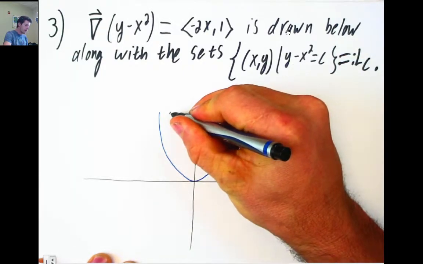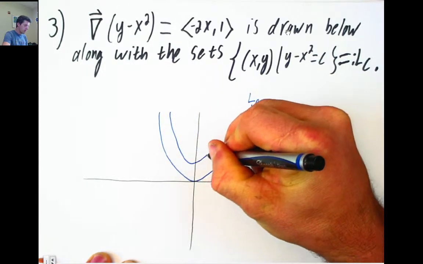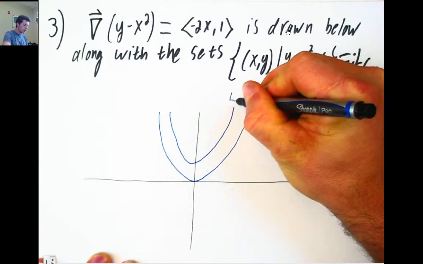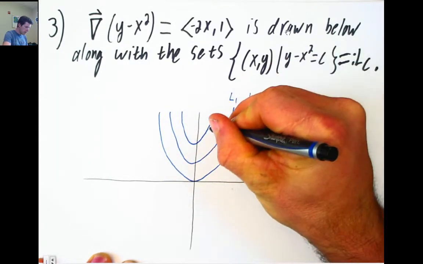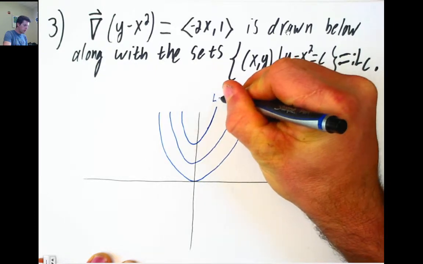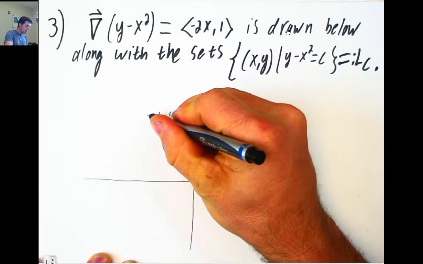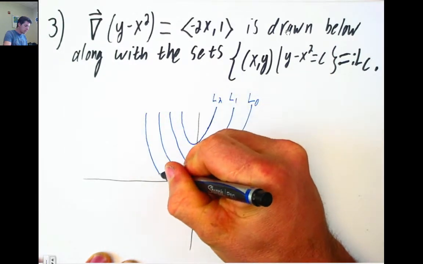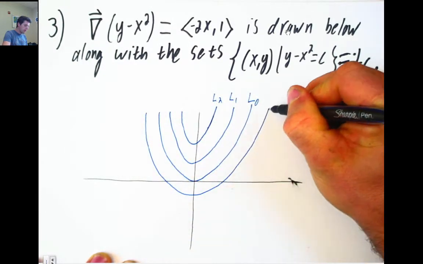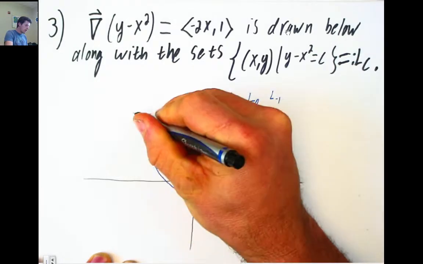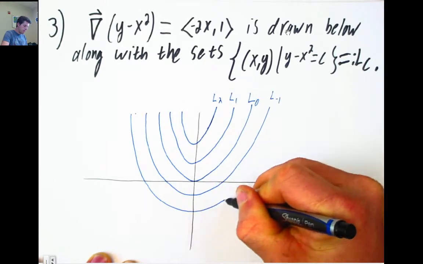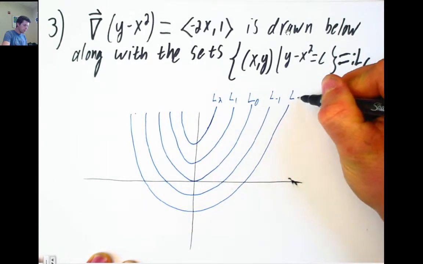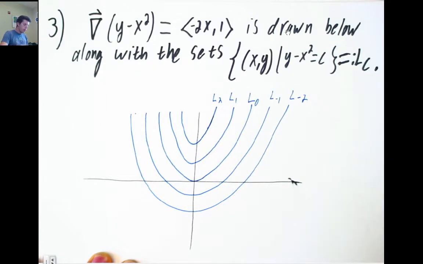That'll just look like this. L1 and L2 will simply be the same parabola lifted up a little bit more, L2, and I could go on, but I'm going to go the other direction. I think that it's clear that L negative 1 is right there, and L negative 2 about right there. Okay, so I've drawn several level sets, and you can imagine what other ones would look like.